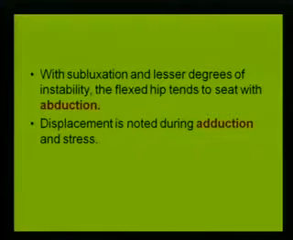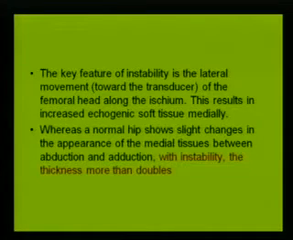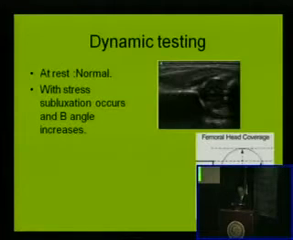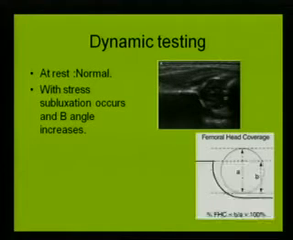Subluxation and lesser degrees of instability can be reduced by the Ortolani test, which is forced abduction. The key feature of instability is the lateral movement of the femoral head along the ischium with forced adduction, or reduction of the femoral head by forced abduction. This is a dynamic testing.